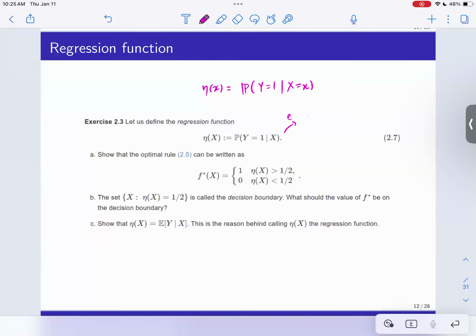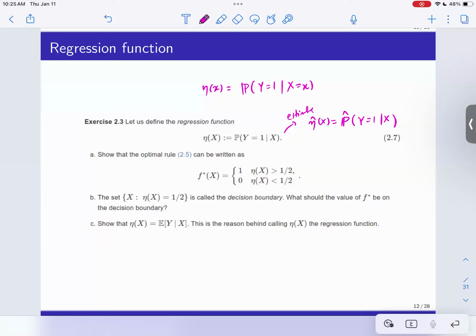So estimate eta hat of x, which is equal to p hat. That's from those proportion calculations, and then you plug it in here. And you get to classify. But this is the optimal classifier.